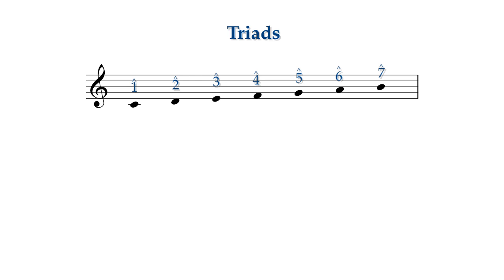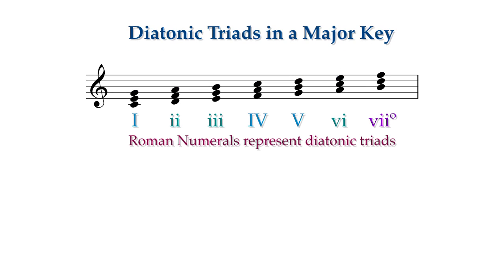Any note of the scale can be the root of a triad. Just as we use Arabic numbers to label the scale degrees, we can use Roman numerals to represent chords built on those same scale degrees. Each chord has a root, a third, and a fifth. But each triad is not the same.